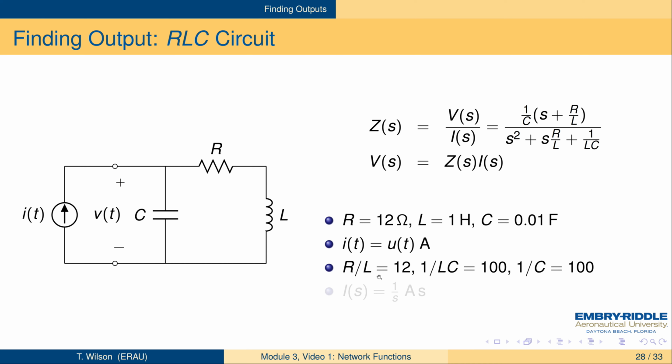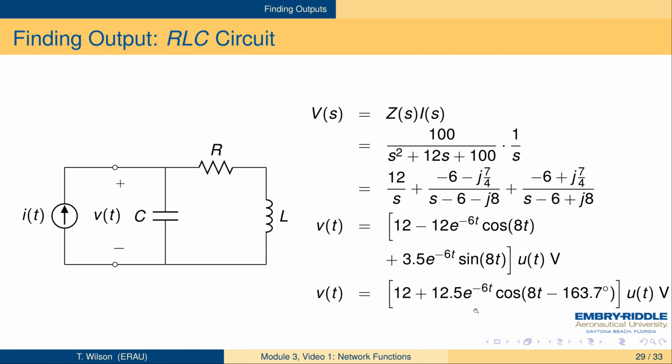After that, R over L is 12, 1 over LC is 100, 1 over C is 100, and in this case, I of S is 1 over S amps-seconds. We plug these all in. We do our part, we find our roots and do our partial fractions. We've already seen that this can be done by completing the square.